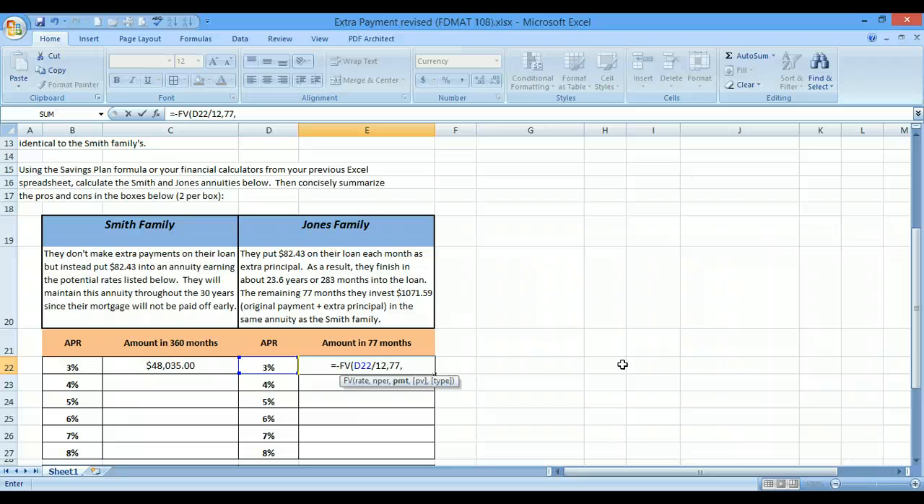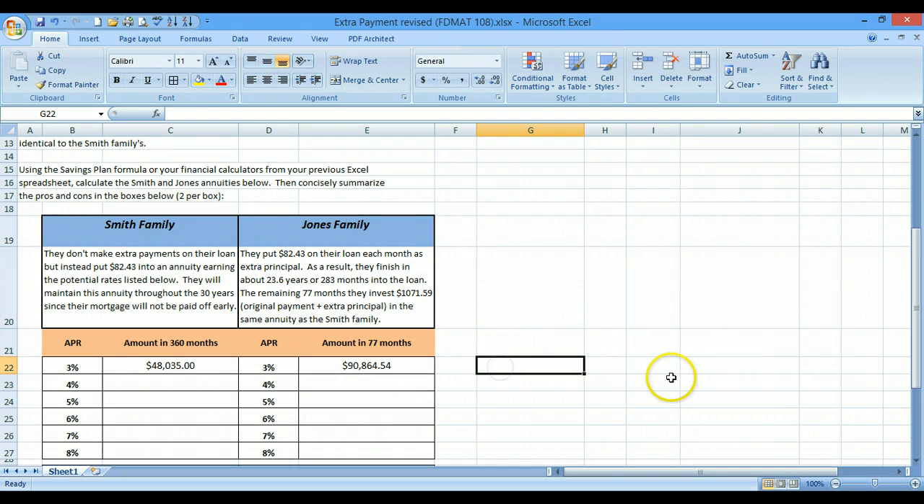The payment for this one is $1,071.59. There is no present value. Don't need to put in the type. And again, you can click and drag. The other option we have for both of these is to use the payment formula. If you're more comfortable with this, that's fine. So on page 228 in your textbook, or you could look at the financial formula sheet on iLearn, which would also have that handy.